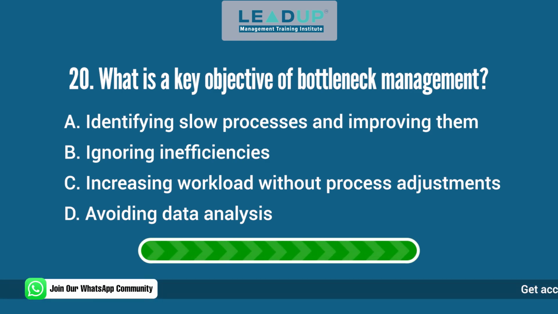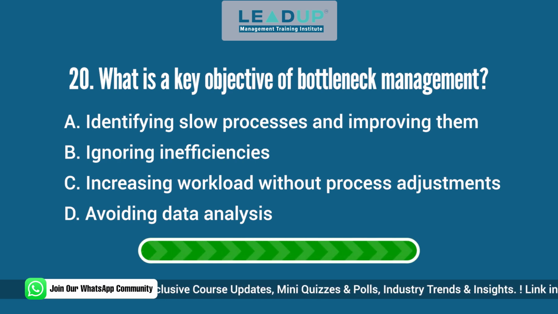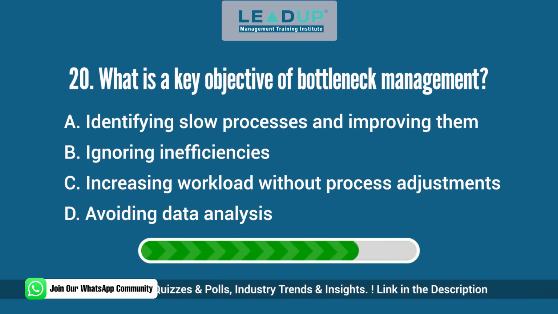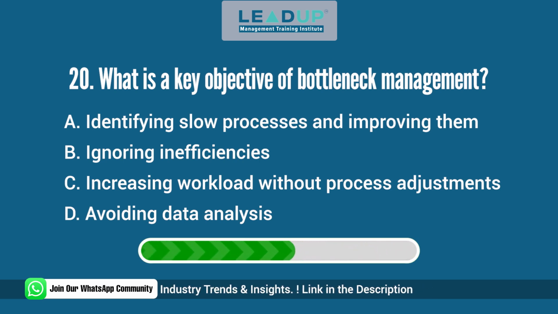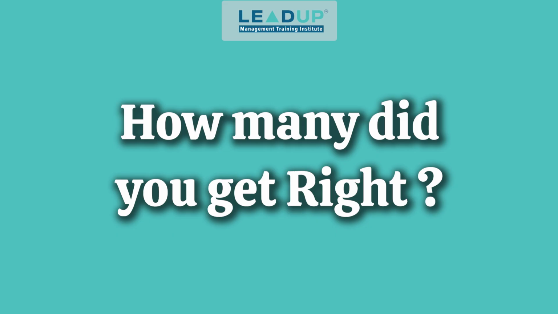Question 20. What is a key objective of bottleneck management? A. Identifying slow processes and improving them. B. Ignoring inefficiencies. C. Increasing workload without process adjustments. And D. Avoiding data analysis. The answer is identifying slow processes and improving them. How many did you get right?